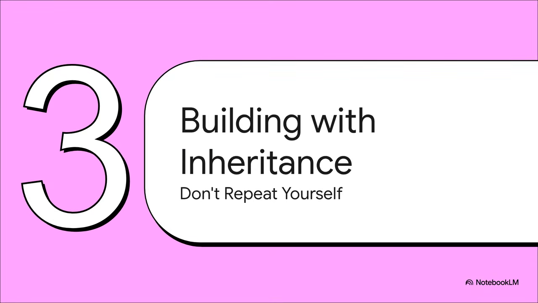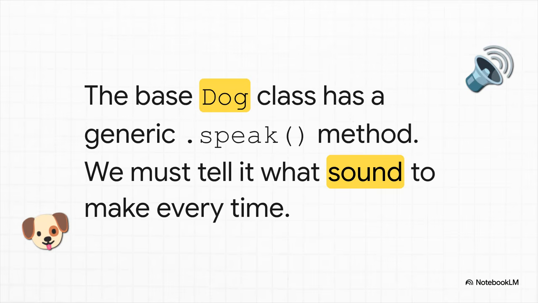Okay, so we've got our blueprints, but what if we want to create a more specialized version of something? We definitely don't want to copy and paste our code and start from scratch. That's where inheritance comes into play. It's all about building on the work you've already done. Let's say our general Dog class has a speak method. It's a decent start, but it's pretty generic. Every single time we use it, we have to tell the dog exactly what sound to make.